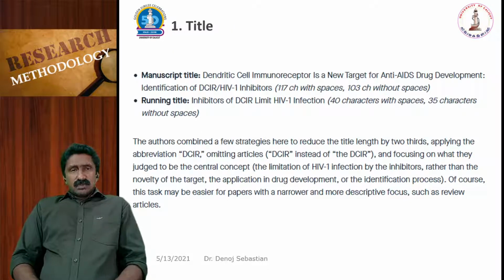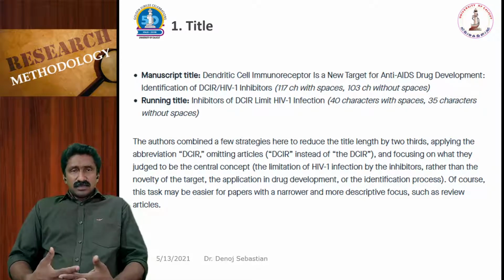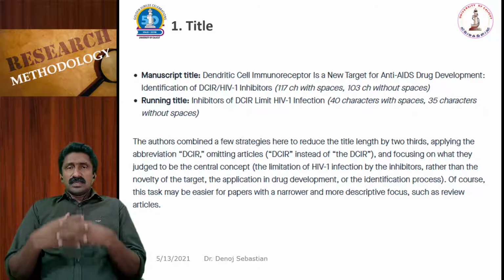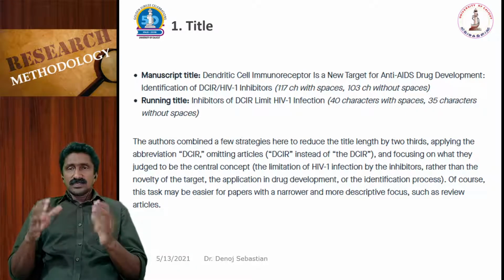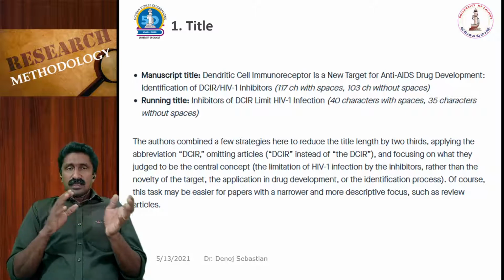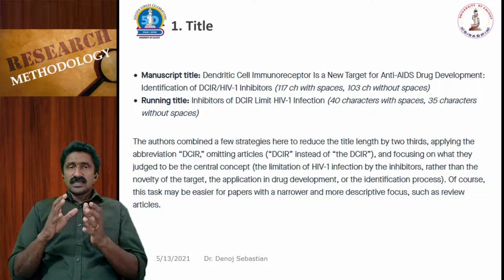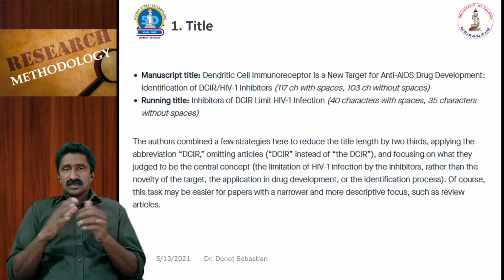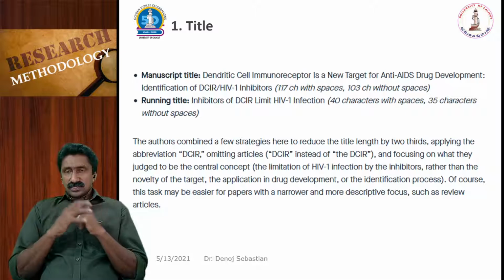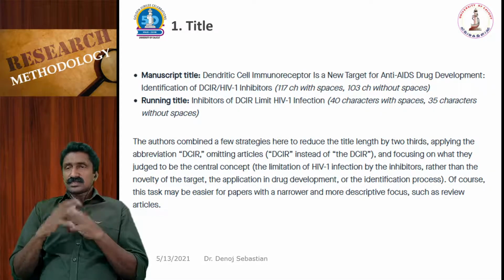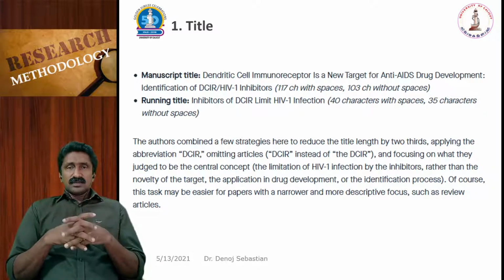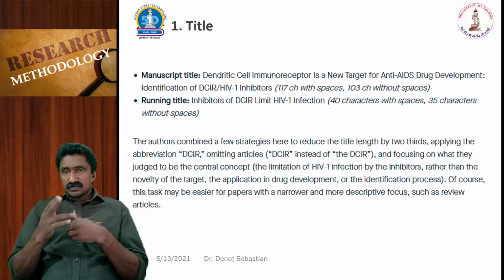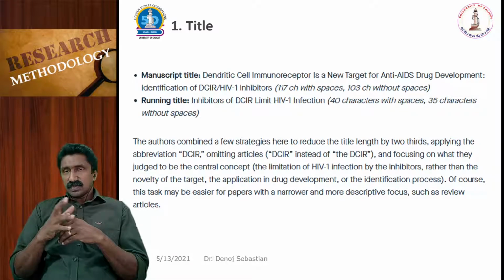Here you can see one example of an actual manuscript title. For example, "Dendritic cell immunoreceptor is a new target for anti-AIDS drug development: identification of DCIR HIV-1 inhibitors." This is a manuscript title. It can be treated as a compound title because it is separated by a colon and gives further description. The run-in title is about 117 characters with spaces and 103 characters without spaces. That is the size of the manuscript title.